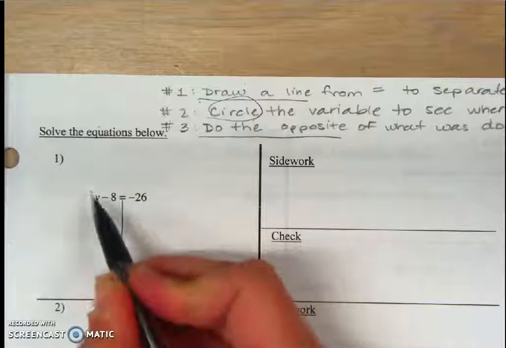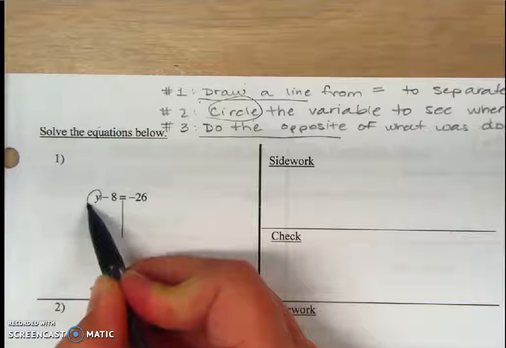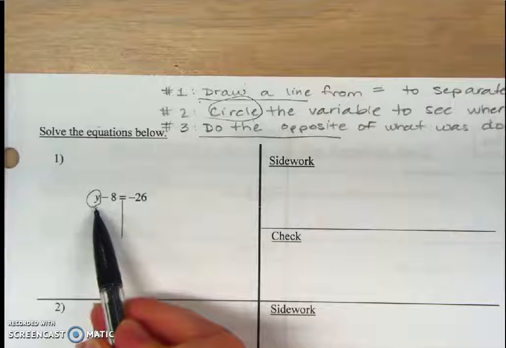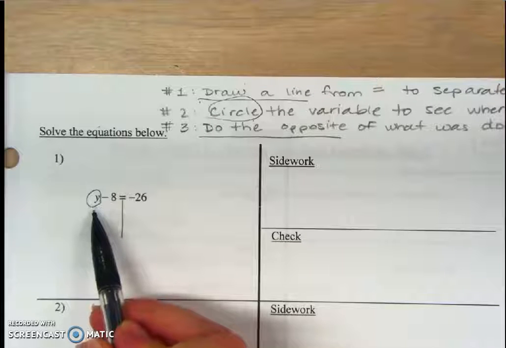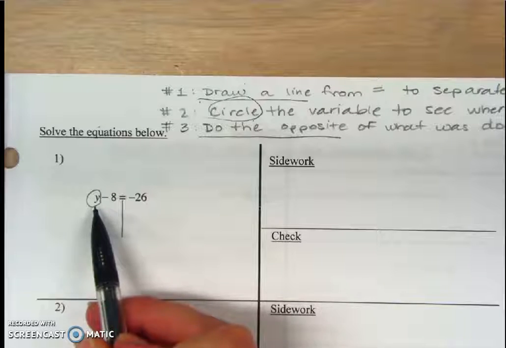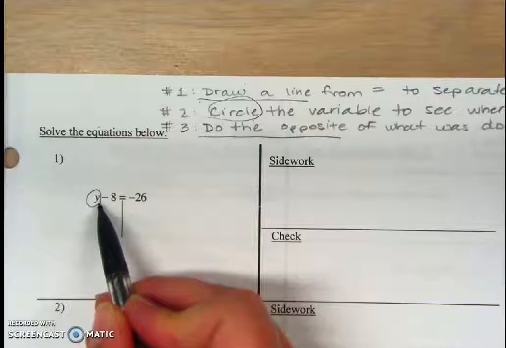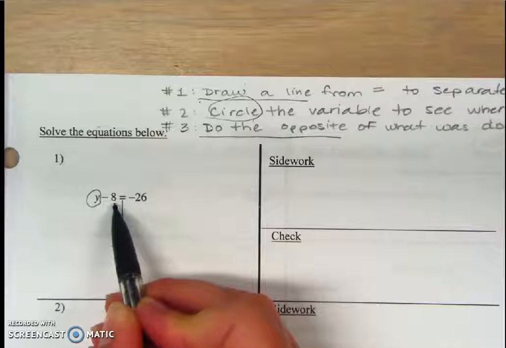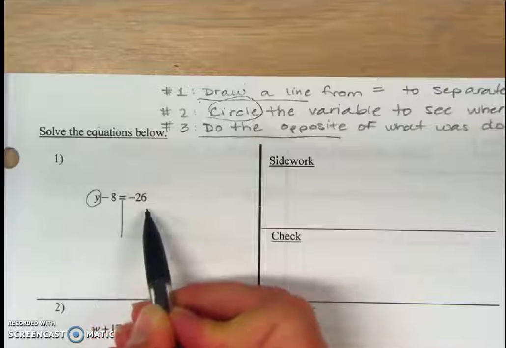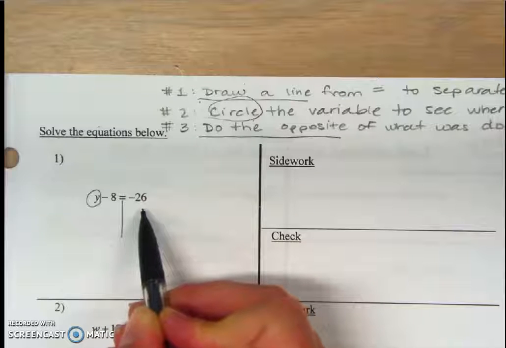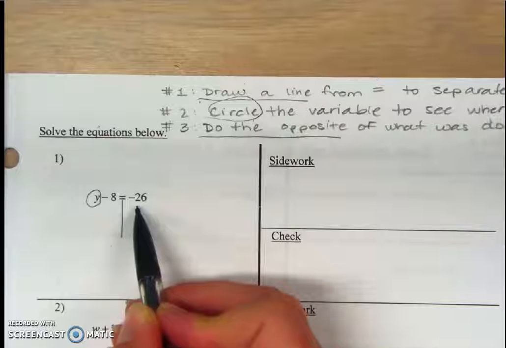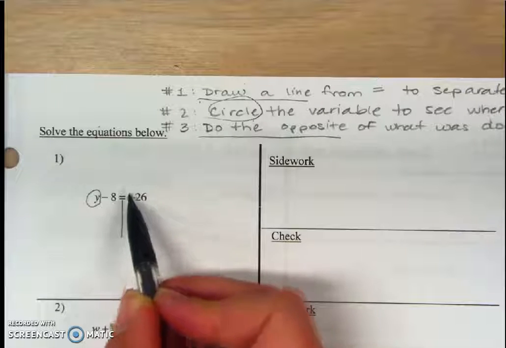So we draw the line, we circle the variable. This variable is a y, and I want this y to be completely alone on this side. When we circle the variable, we can see what's around it, and so we can see what to get rid of. So next to this variable, I see that they're subtracting 8. So whatever they started with, they subtracted 8, and they ended up at negative 26. Well, we could guess and check this here, but it's easier if we just do the math. It actually works out to be faster.